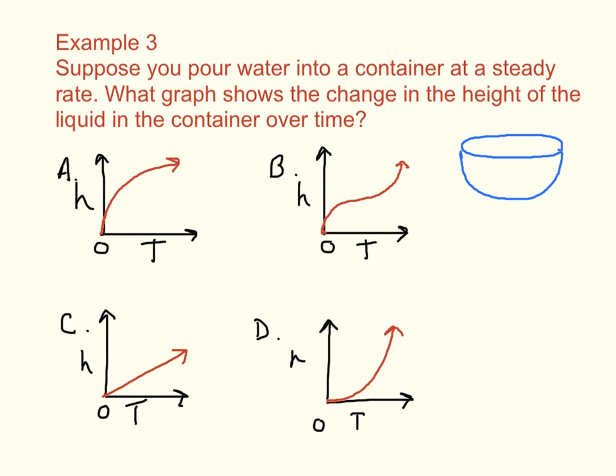Hopefully, you picked A. Now you may think, well, wait a minute, it says steady rate. Why wouldn't it be this? Because notice what happens when you start pouring water in here. The bottom of the bowl is very narrow, so as you pour water in at a steady rate, it's going to fill up quicker, and then as the bowl gets wider, it's going to slow down. So the height of the bowl is going to start off quick, and then it's going to slow down as you pour water in because this gets bigger.